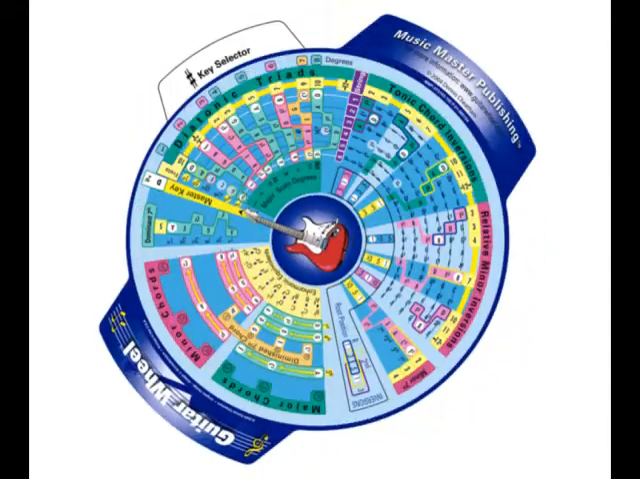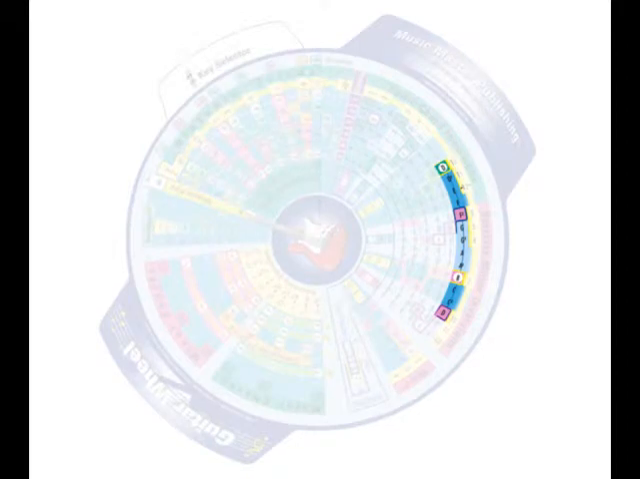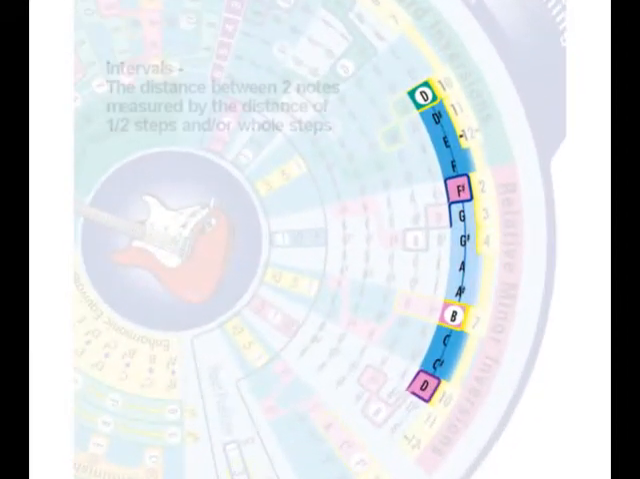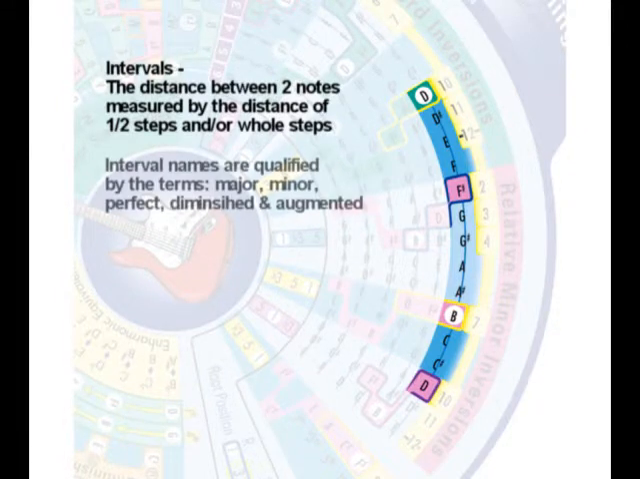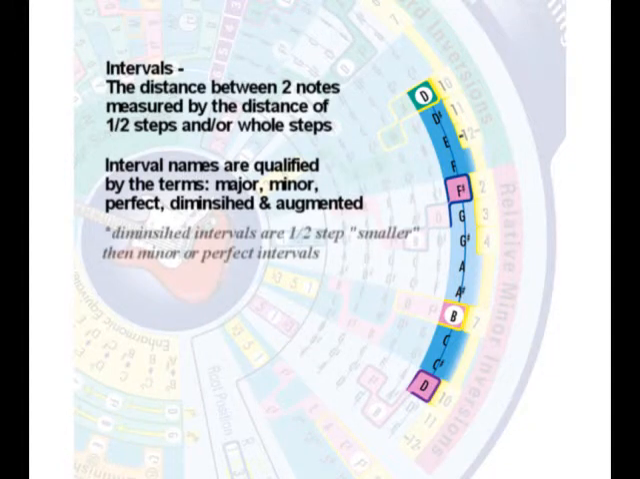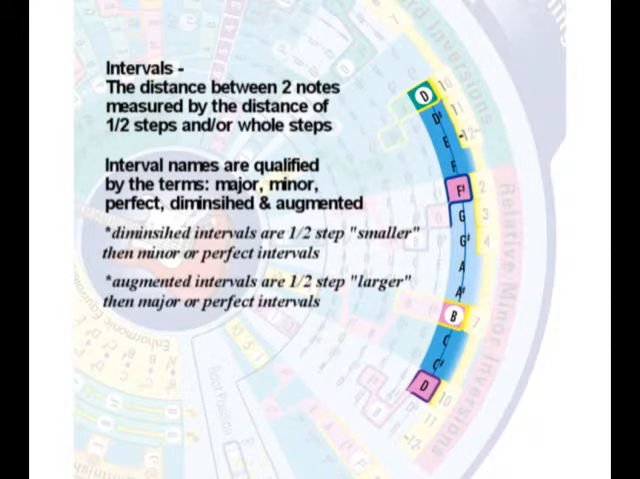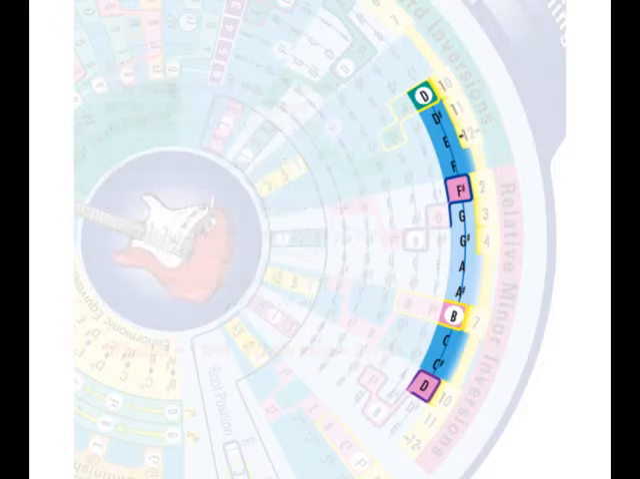And once again, I thought it'd be fun to use the guitar wheel to illustrate the point, so let's zoom in. Intervals are the distance between two notes, measured by the distance of half steps and or whole steps. Interval names are qualified by the terms major, minor, perfect, diminished, and augmented. Diminished intervals are 1/2 step smaller than minor or perfect intervals. Augmented intervals are 1/2 step larger than major or perfect intervals, and as a quick reminder, a half step equals 1 fret and a whole step equals 2 frets.